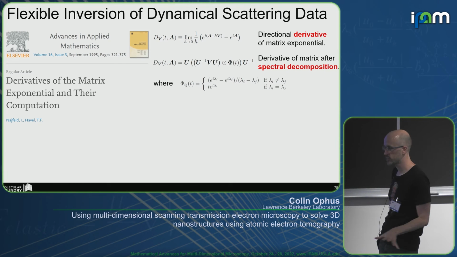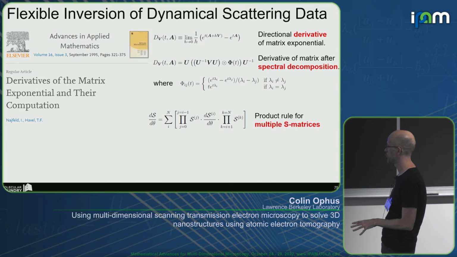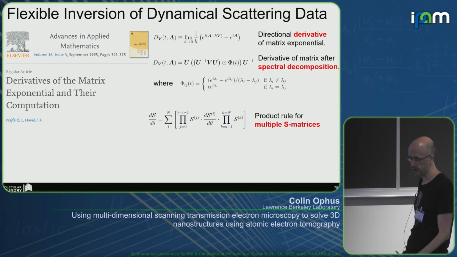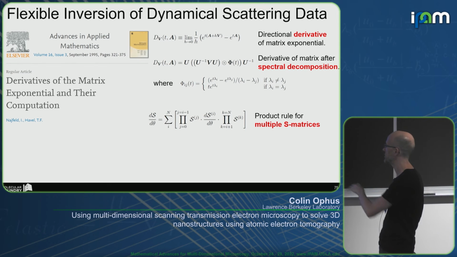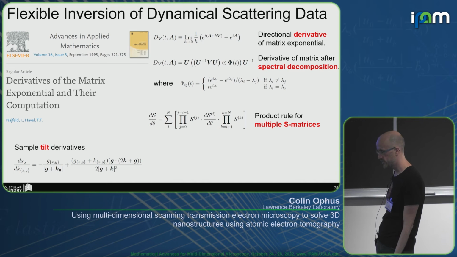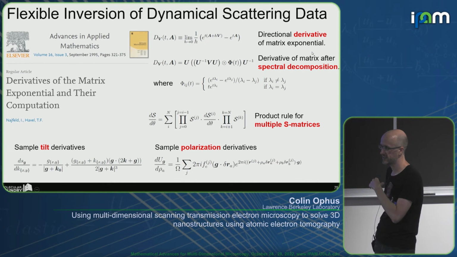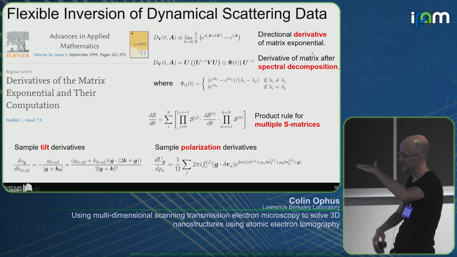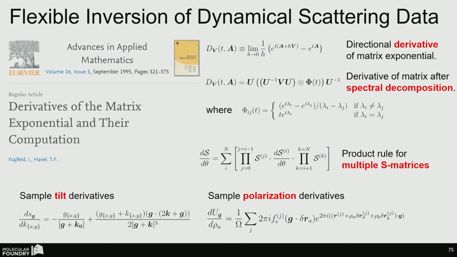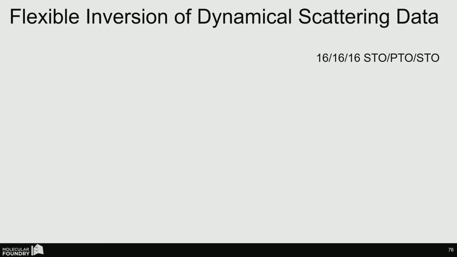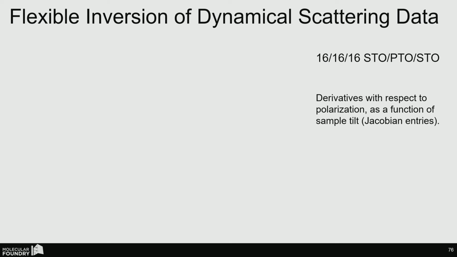Again, I'm not going to dig into the math too much, but this is a very flexible approach because all you have to do is differentiate with respect to the variable that you're interested in, and then use the product rule to chain these derivatives through the material. And so we have a derivative for tilt, and we have a derivative for polarization, and then trivial derivatives like the thickness, like intensity or background intensity of the sample. And then from those derivatives, we're going to solve the smallest problem we possibly can. So 16 layers of STO, PTO, STO.